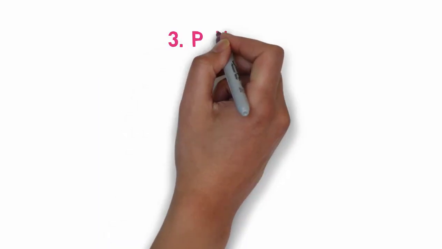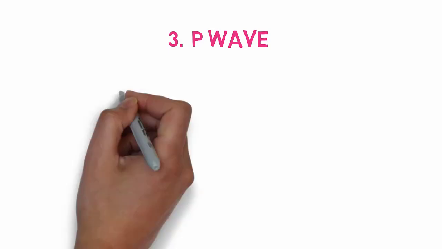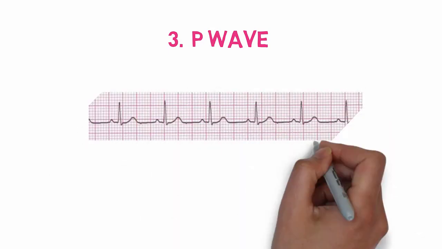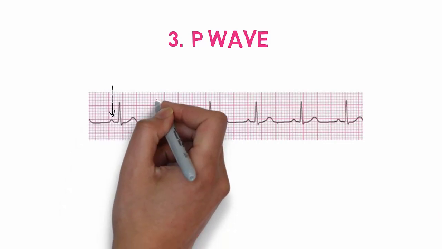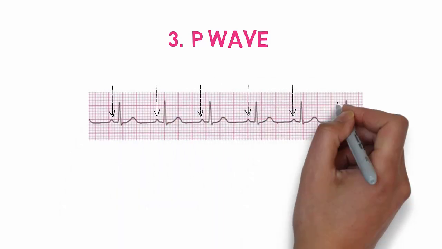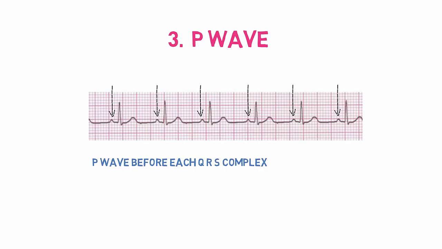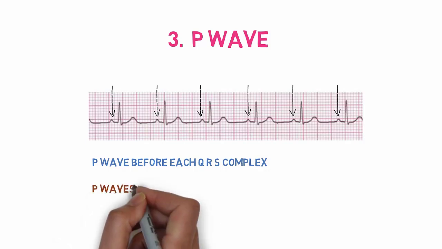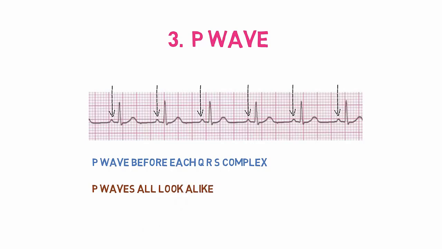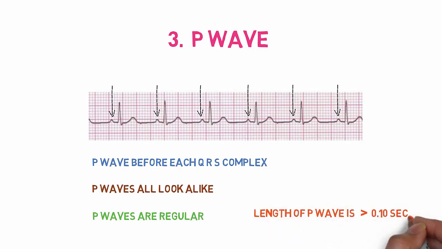The third characteristic of a normal sinus rhythm is the presence of P waves before each QRS complex. Let us examine this ECG and ask a few questions. Is there one P wave before each QRS complex? Yes, we have. Do the P waves all look alike? Yes, similar in shape. Do the P waves occur at a regular rate? And is the length 0.10 or less? Yes, it is. If all these criteria are fulfilled, we can say that it is a normal P wave.